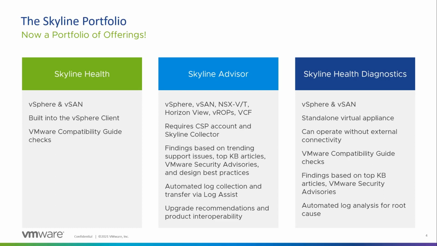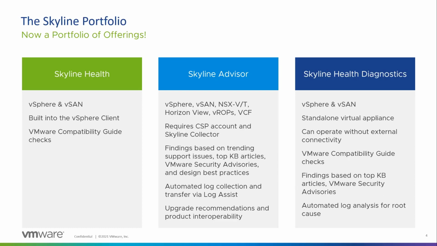When we start on the left with Skyline Health, this is the part of Skyline that you've probably seen the longest, but haven't realized it's been part of Skyline. This used to be called vSphere Health and vSAN Health. It was built into the vSphere client. Basically, it does some checking with the VMware compatibility guide and a couple of basic configuration checks and health checks to make sure that those services are running. So we've brought that into alignment with what you might find with Skyline Advisor.